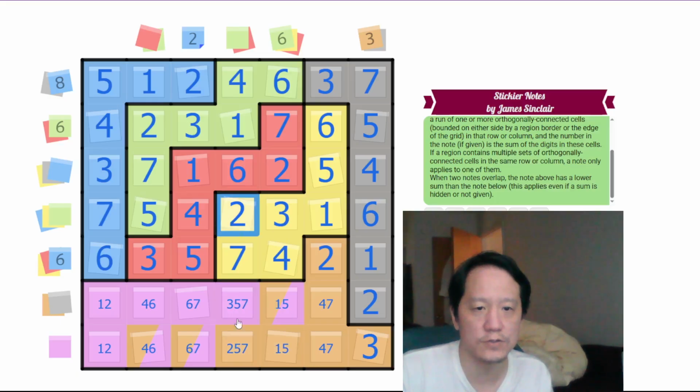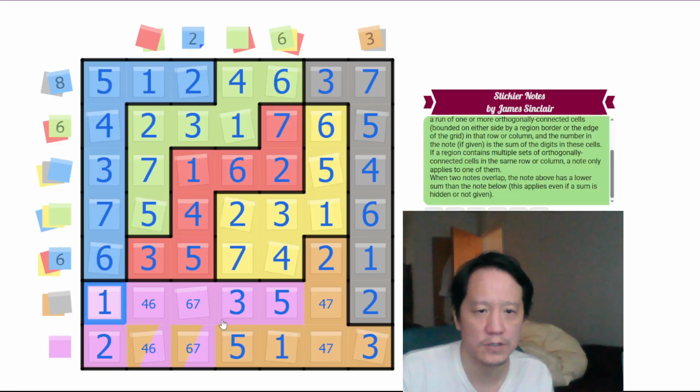No 7. 2 and 7 eliminate 2 and 7 here, so it's 5, which makes that 3, which makes this 1 and 5. This cannot be orange because we have 2 5s in the orange then. 1 eliminates 1 here, so this is 2, that's 1. We have a guaranteed 6 here.